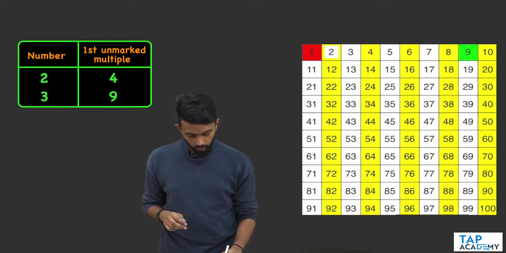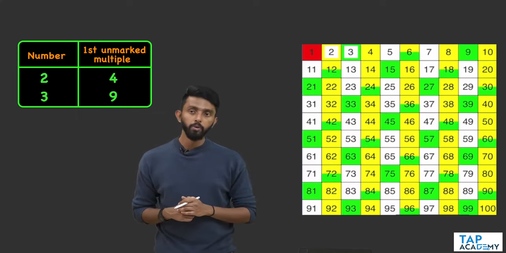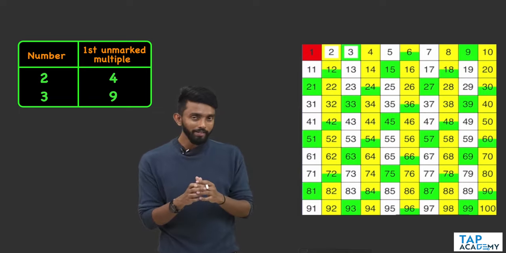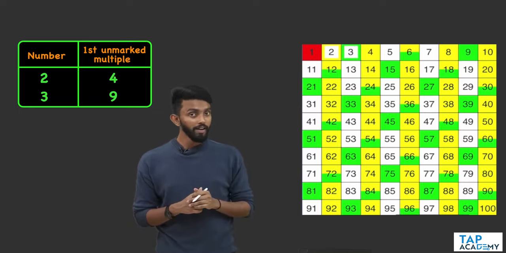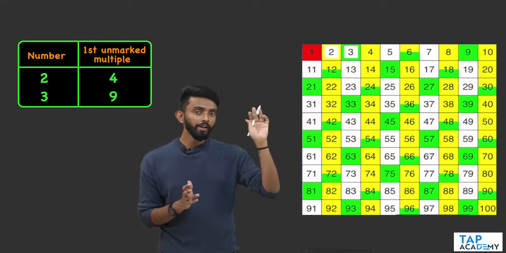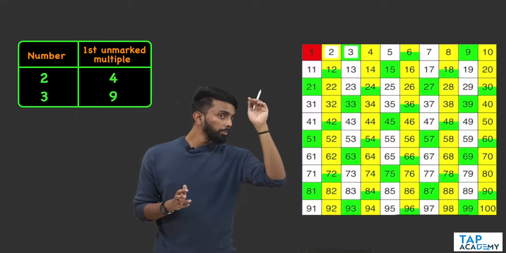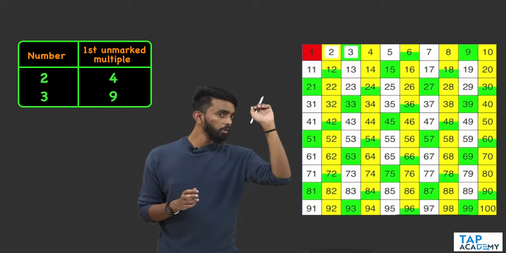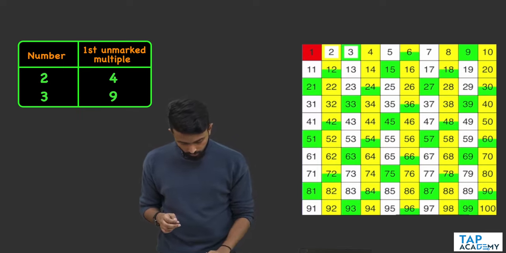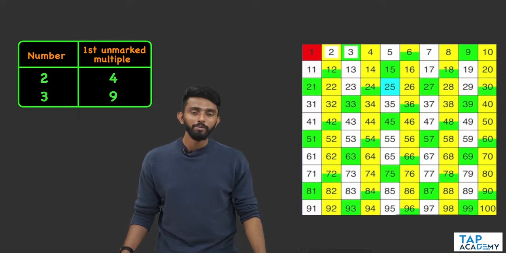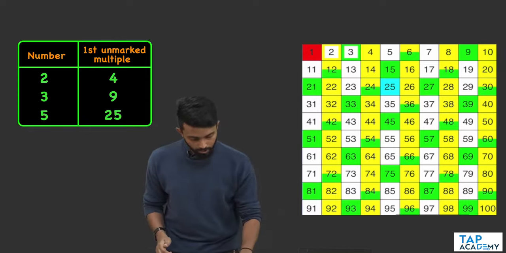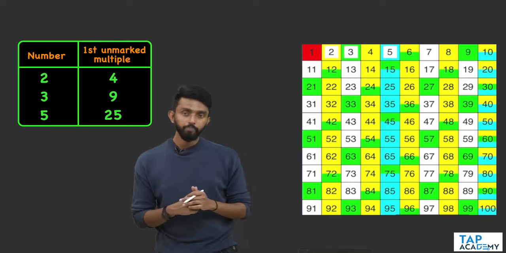And now let me go and mark all the multiples for you. I marked all the multiples. Great. Similarly, I want you to understand a pattern here. Now I is 5. The first multiple of 5 is 10, but I'm not talking about that. The first unmarked multiple of 5: is it 15? No. Is it 20? No. Is it 25? Yes, it is 25. How are you able to think? So 5's first unmarked multiple is 25. Now I'm marking all the multiples of 5 for you.